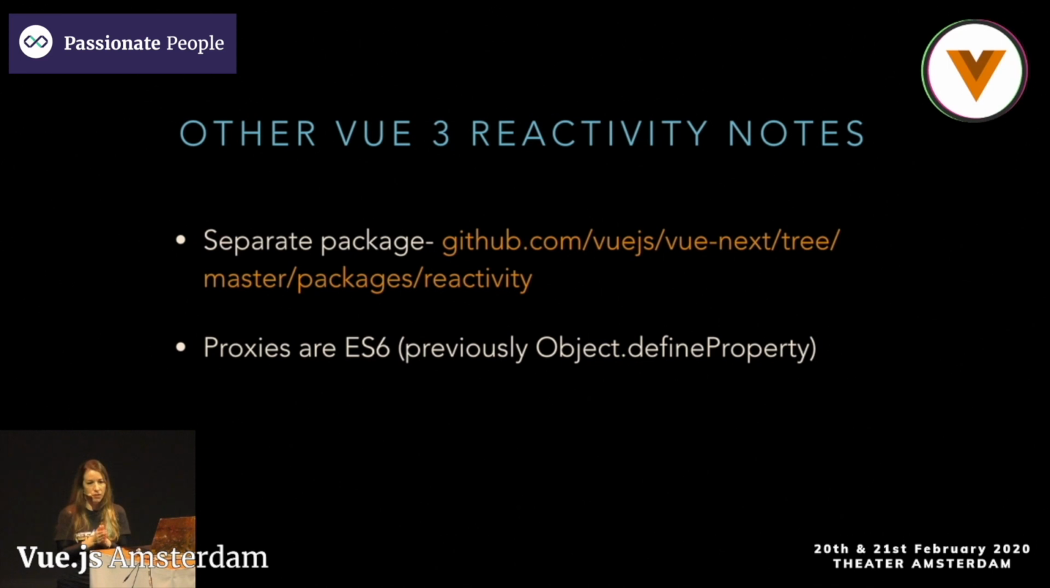So, other Vue 3 reactivity notes. In this version of Vue, reactivity is in a separate package inside the Vue Next repo. And the Vue Next repo is now open to the public. So if you want to go check it out after this talk or at any point in your lives, you can go right here, and that's where that package is, and now you know what to look for to understand those changes. Another thing to note is proxies are ES6, so they don't offer support back into old versions of IE. We previously used Object.defineProperty, and now for modern browsers, we're allowed to use things like Proxy and Reflect. Cool, let's move on.